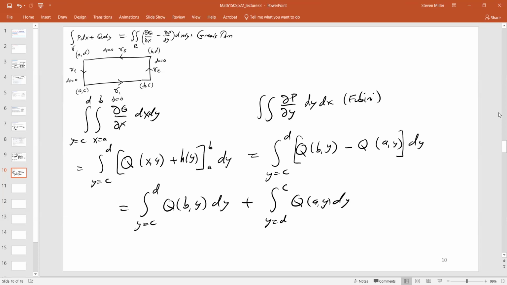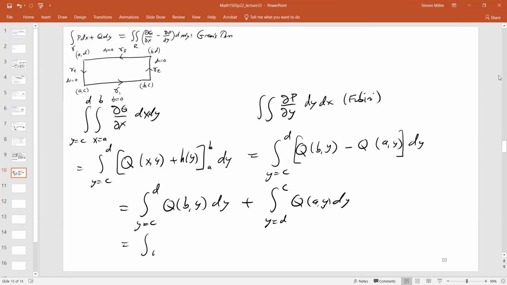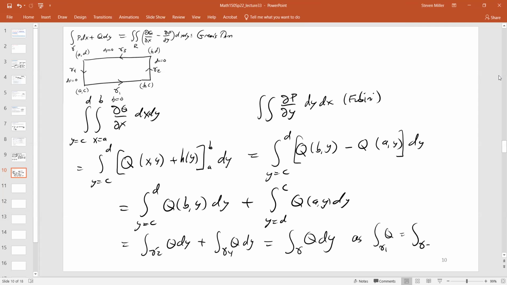Well, if I look at the first one, y goes from C to D and x equals b. That's just the integral of q over gamma 2. So I get the integral over gamma 2 of q dy. And the second one, because I'm going from D to C, that's going in the right direction for gamma 4 of q dy. This is almost the integral of q dy over the entire curve gamma. I'm just missing the integral of q dy over gamma 1 and the integral of q dy over gamma 3. What's the integral of q dy over gamma 1? It's 0. Why? Because dy is not changing. So this is then the same as the integral over gamma of q dy, as the integral of q over gamma 1 and over gamma 3 is 0.